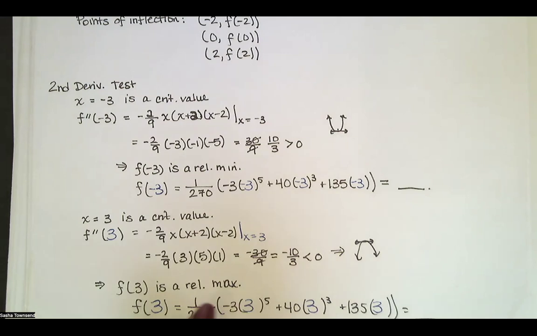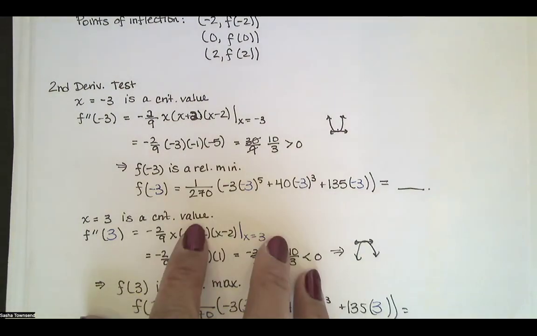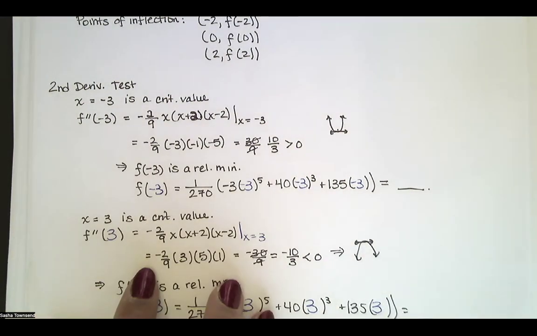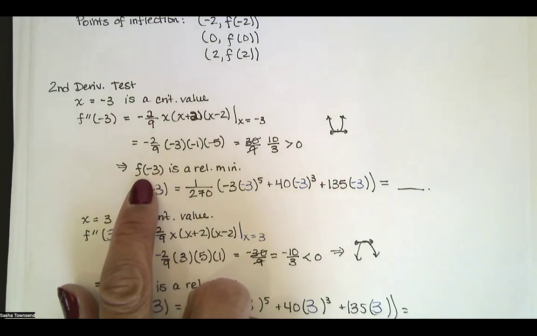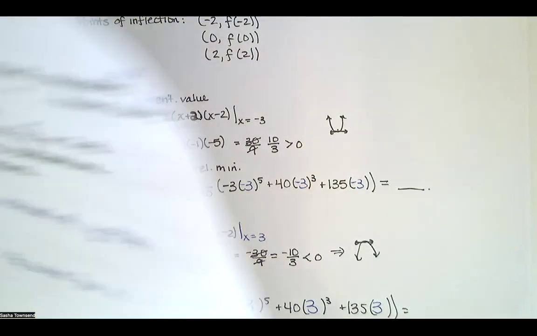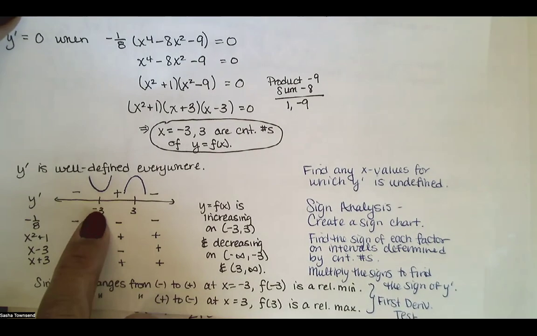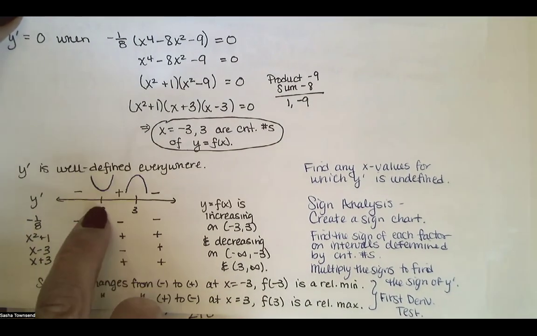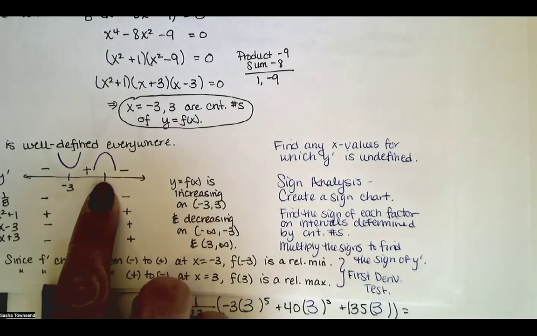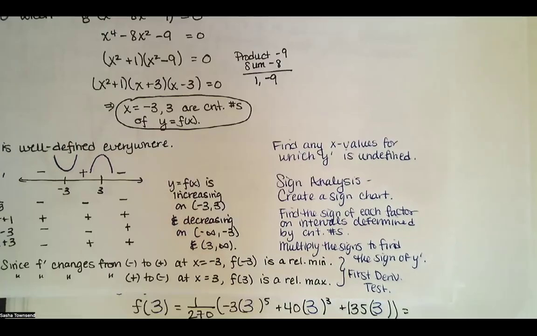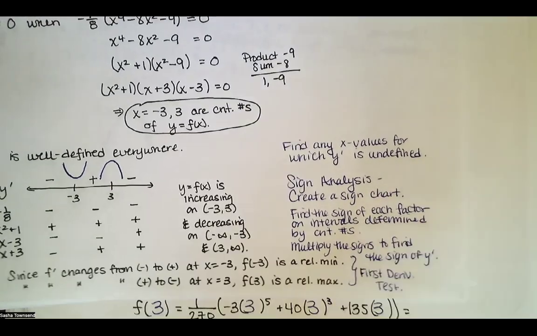Now, if we've done everything correctly, we should get the same answers using the second derivative test as we do in the first derivative test. The claim is that from the second derivative test, f of -3 is a relative min. Well, when we did our sign chart for the first derivative, we said by the first derivative test, f of -3 is a relative min. Using the second derivative test, we found that f of 3 was a relative max. Using the first derivative test, we found that f of 3 is a relative max. So we know we're doing this correctly.